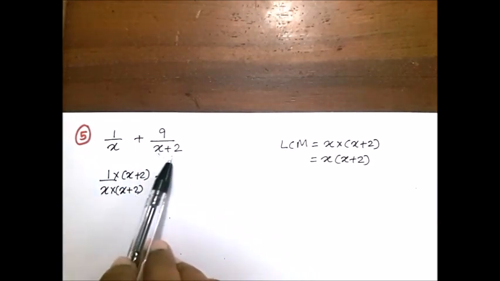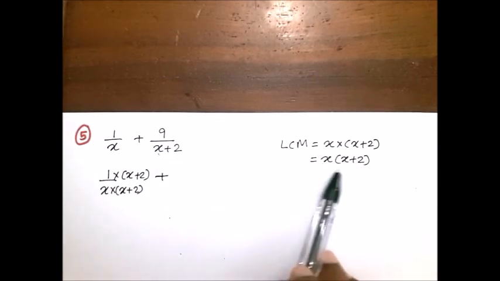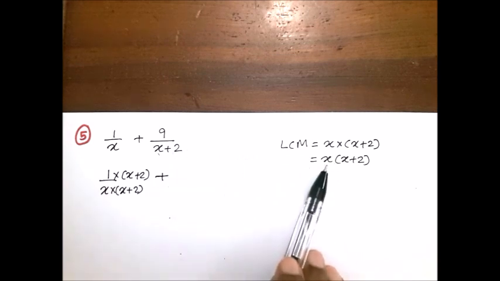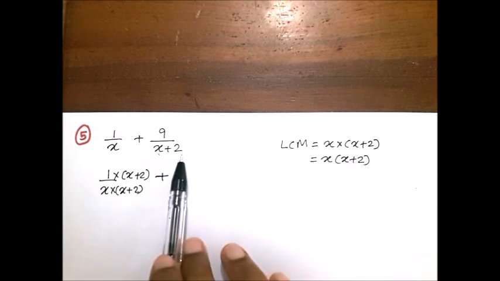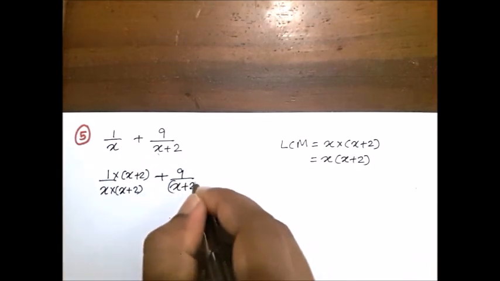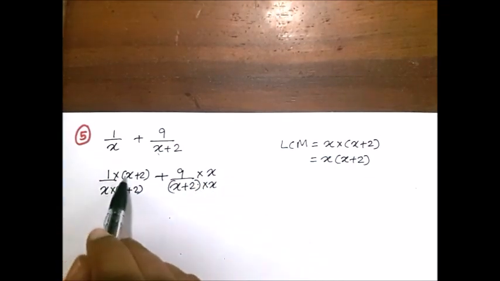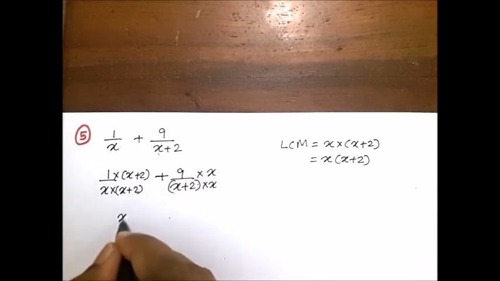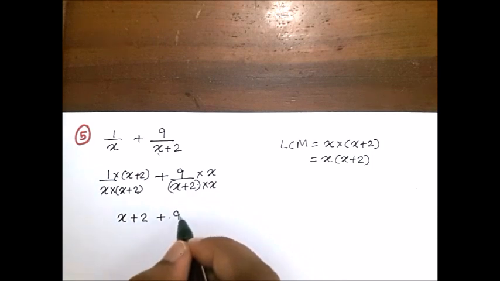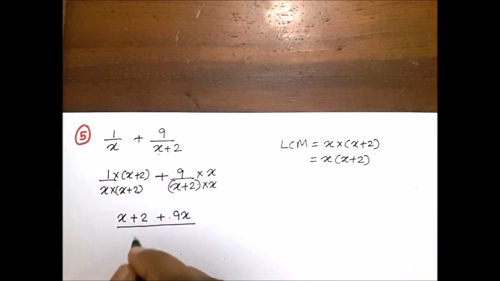Then you have to convert this denominator into this common denominator. So what is the extra term when you are moving from here to here? The extra term is x. So multiply this denominator by x. Multiply both numerator and denominator by x. Then here 1 multiplied by x plus 2 is x plus 2. And here 9 multiplied by x is 9x. The common denominator is x times x plus 2.